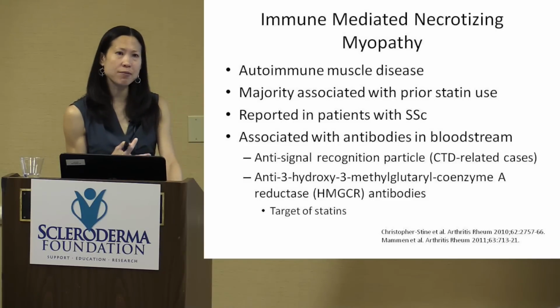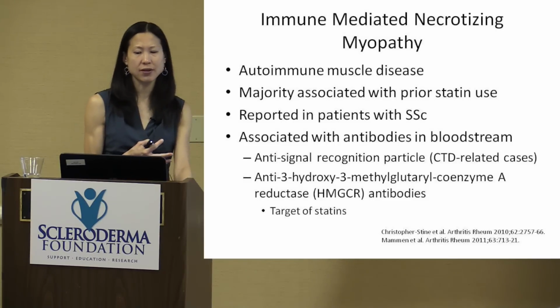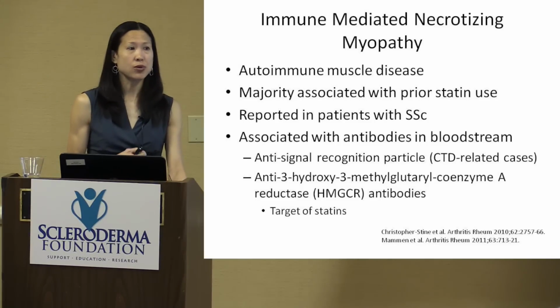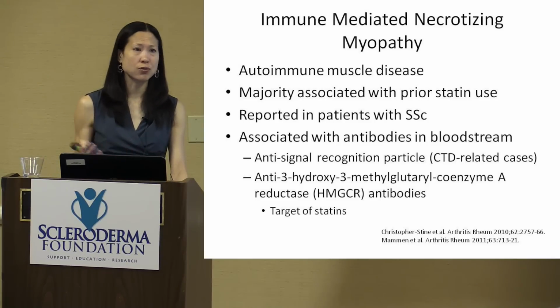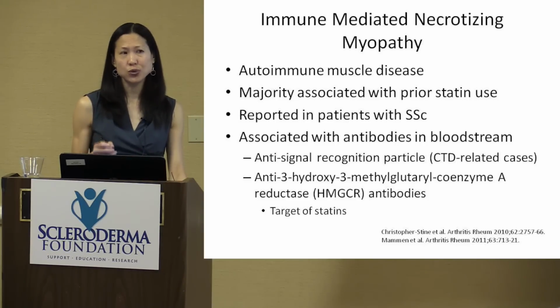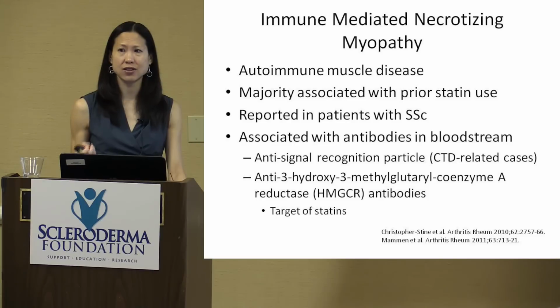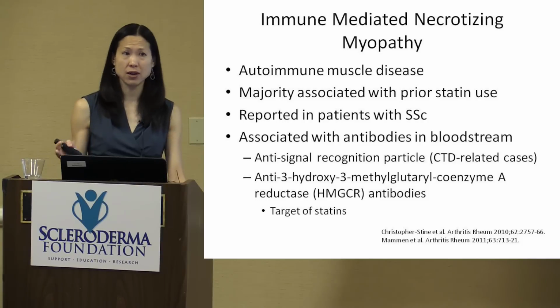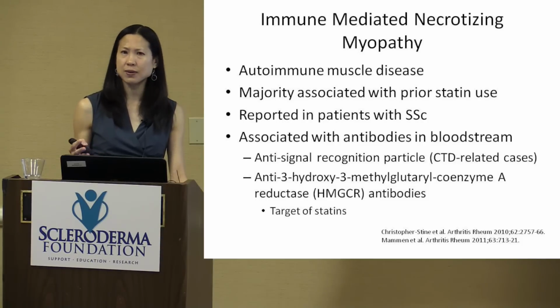And then the fourth type of muscle disease that I mentioned that you should think about in scleroderma patients is immune-mediated necrotizing myopathy. So it's an autoimmune muscle disease. Your body is attacking your own muscles, associated with autoantibodies. And the majority of these patients have had prior use of statins, those medications that are taken for cholesterol. And it's also been reported in patients with scleroderma, whether or not they've been on the statins or not. So it's thought to be an autoimmune muscle disease.